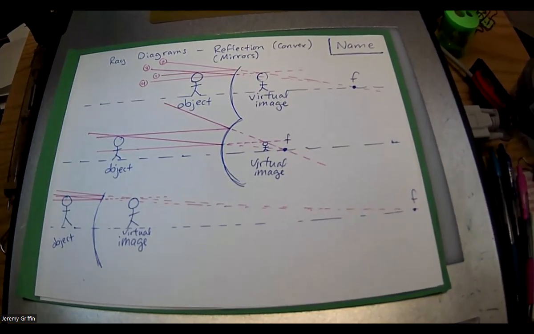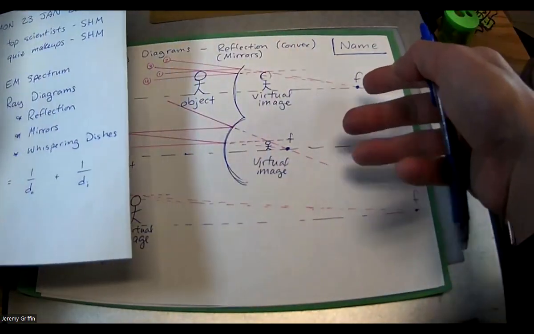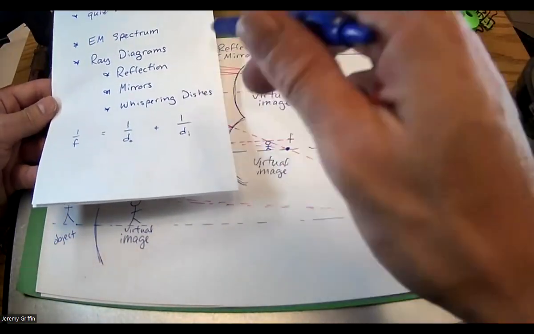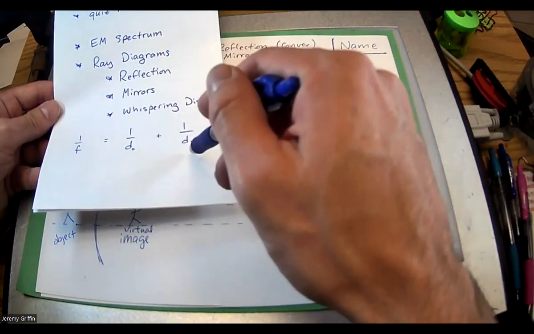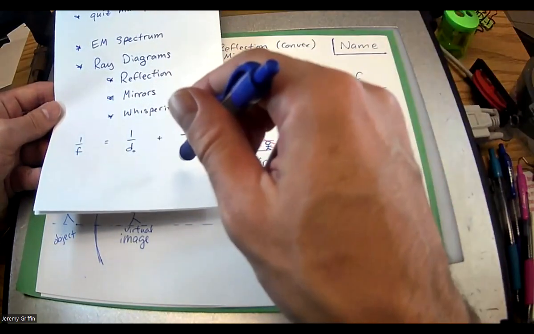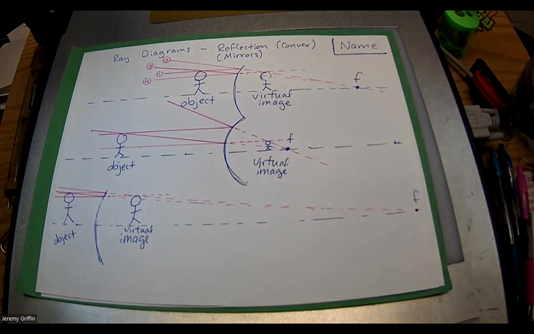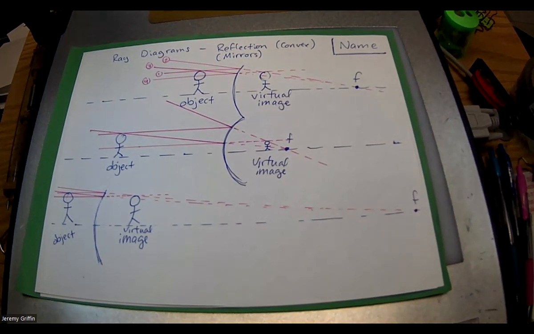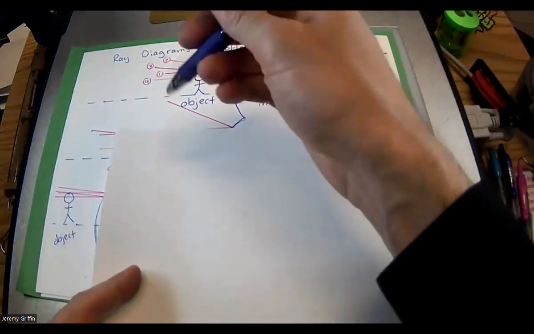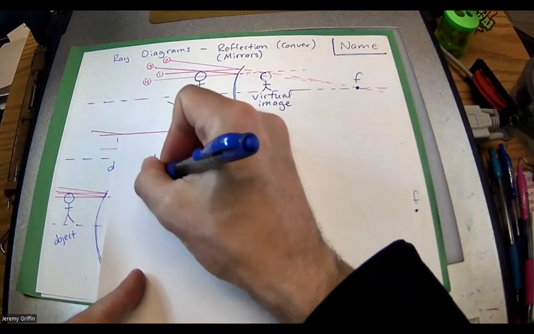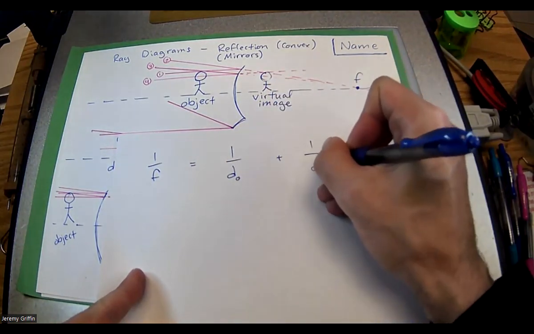Let's do some math. All right, so here's the equation that should align with these ray diagrams. What we're about to do with this equation, 1 over the focal length equals 1 over distance object plus 1 over distance image, is an equation form of this graphical approach to tell you where the reflection is going to be. And we're going to see how close this is. It should be pretty close.